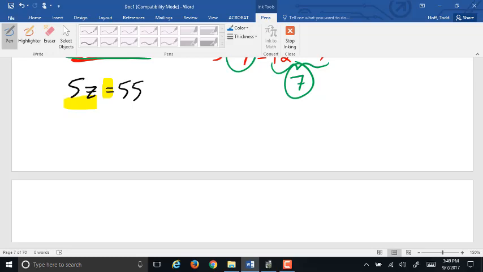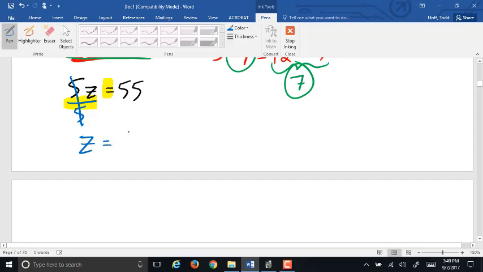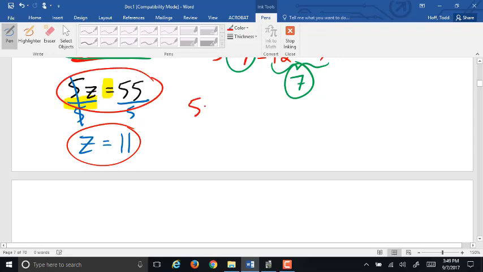So how would we get rid of it? Divide by 5. If we divide by 5, it cancels out. Leaves you with z. Now, of course, by now we know we have to do the same thing to both sides. So we have to divide the other side by 5. What is 55 divided by 5? 11. So z equals 11 is our solution. We're going to double check it. Instead of 5z, it's going to be 5 times 11. And we have to see if that equals 55. Well, 5 times 11 is 55.